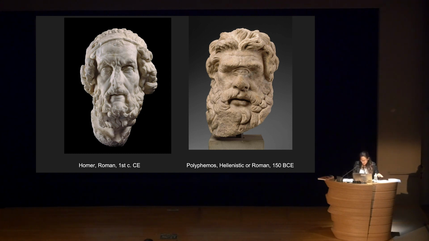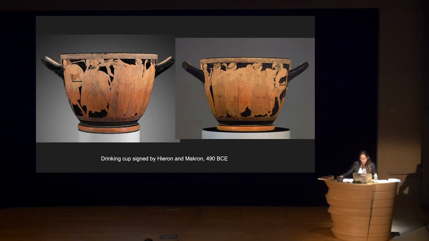Also, which you saw on the last slide, are several highlight vases, including this one, which is my favorite object in the entire MFA collection. It's an oversized drinking cup. It's like the size of a small bowl. And it's signed by its potter and its painter, Hieron and Makron. And it depicts the Trojan prince Paris abducting Helen of Sparta, the event that would catalyze the Trojan War.